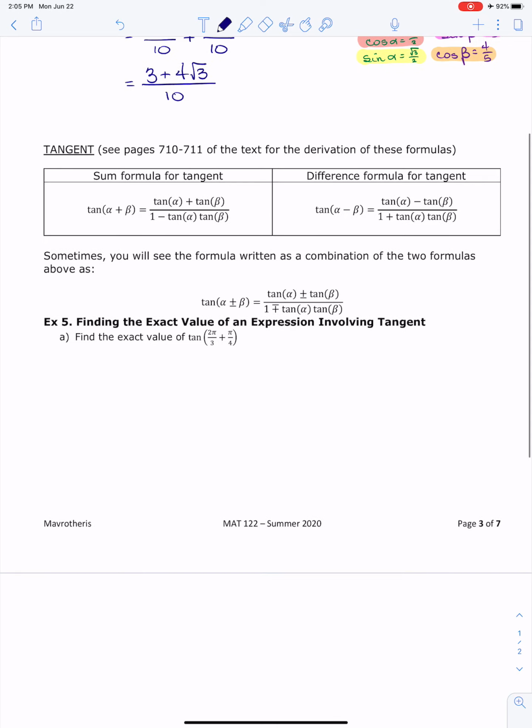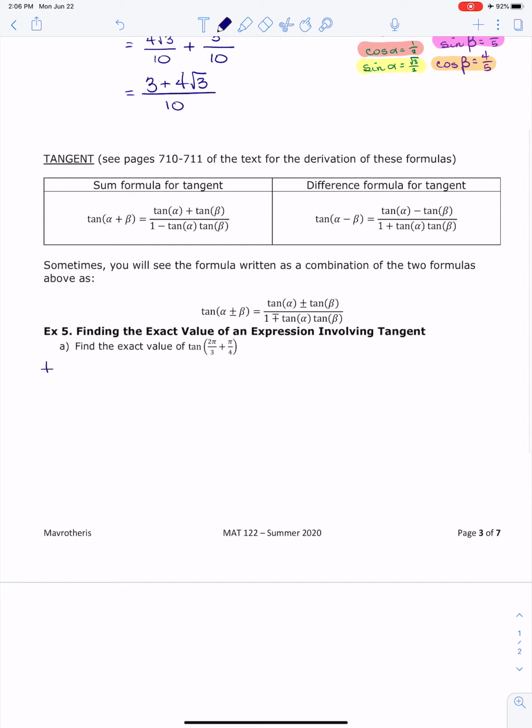So A, we want the exact value of tangent of 2 pi over 3 plus pi over 4. This is the tangent of a sum, so I'm going to start by writing that down. Tangent of alpha plus beta equals the tangent of alpha plus the tangent of beta all over 1 minus the tangent of alpha times the tangent of beta. Now, here's the thing. I don't have tangent listed on my unit circle. I do have the sine and cosine, so I am going to crank those out here.